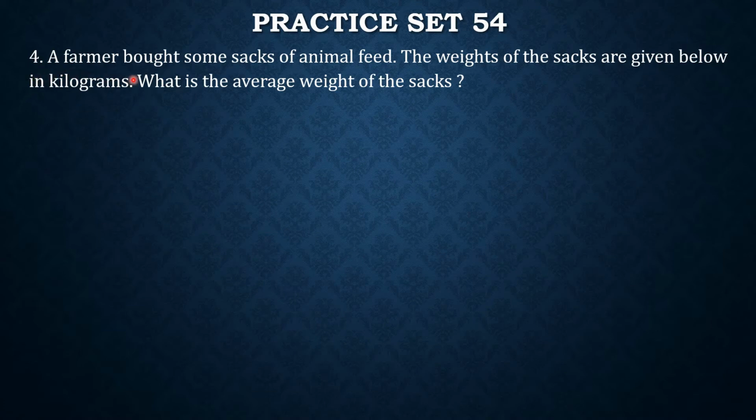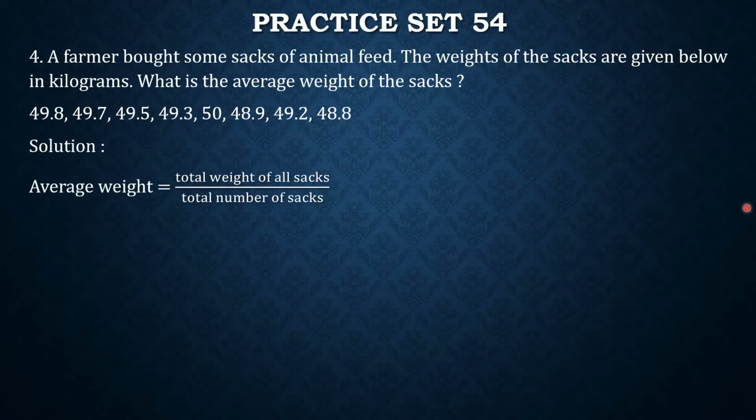Question number 4. A farmer bought some sacks of animal feed. The weights of sacks are given below in kilograms. What is the average weight of sacks? The weights are 49.8, 49.7, 49.5, 49.3, 50, 48.9, 49.2, 48.8. So let us see the solution.